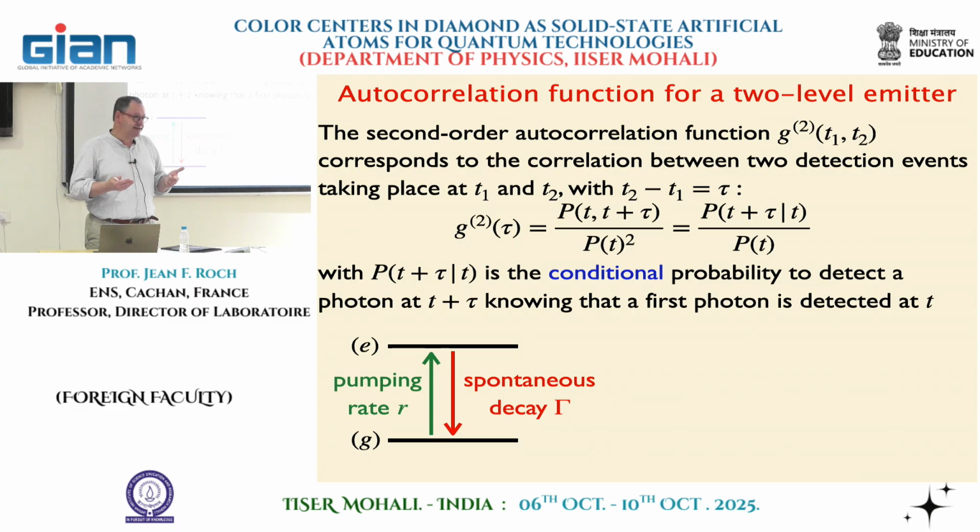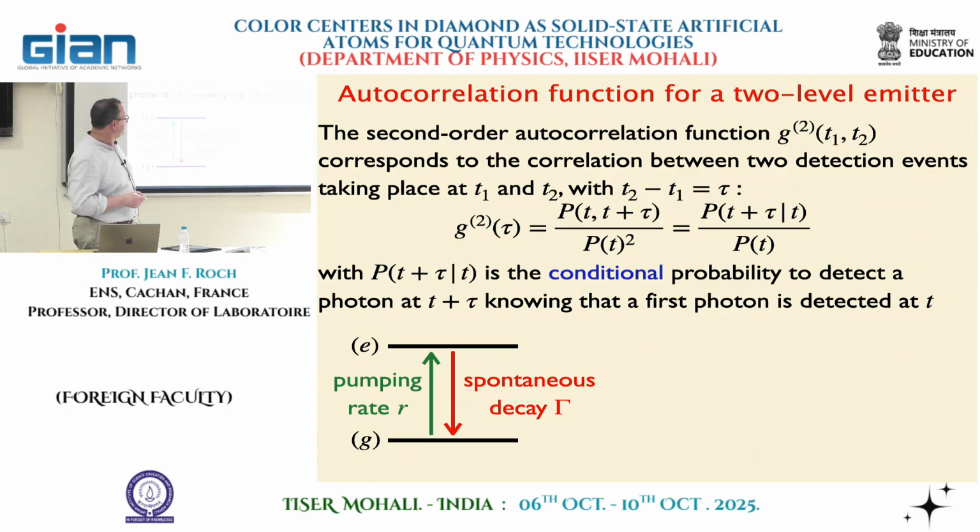And then I normalize it by the probability of getting one photon at time t1 and one photon at time t2, which, since we are within a stationary emission process, is simply the probability of getting a photon at the average intensity that is emitted. Okay?